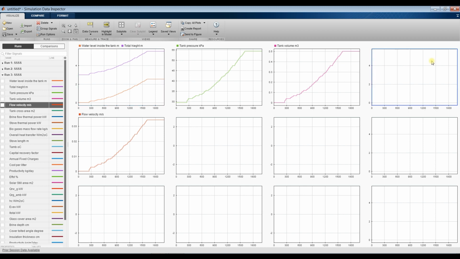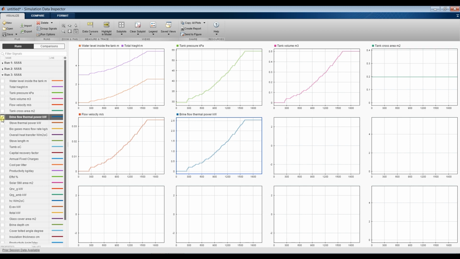Okay, let's go here, and this is the tank cross-sectional area. It's constant, no doubt. And brine thermal energy is just brine energy, stove thermal energy. Okay, as you can see, there is a difference between flow energy and the stove energy. Stove energy is larger because of the efficiency of the stove.